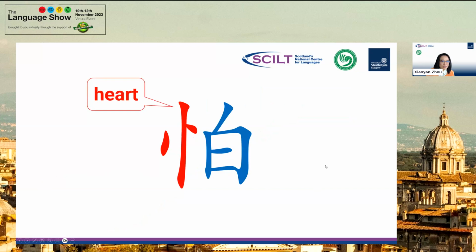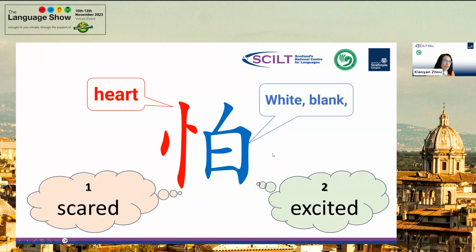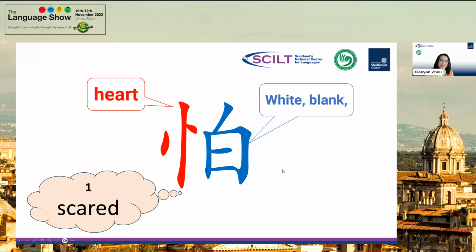Okay, next. You have more chance to guess. Next one. The left part in red, you already know that is a heart radical. The right part in blue means white or blank. Do you think the meaning is scared or excited? Scared, well done everyone. The answer is scared. Because in ancient times, people thought things came from the heart rather than the brain. So they think if I have no idea to do the presentation, oh, that's scary. I lost all the ideas of what I'm going to say. So scared. That's the answer.